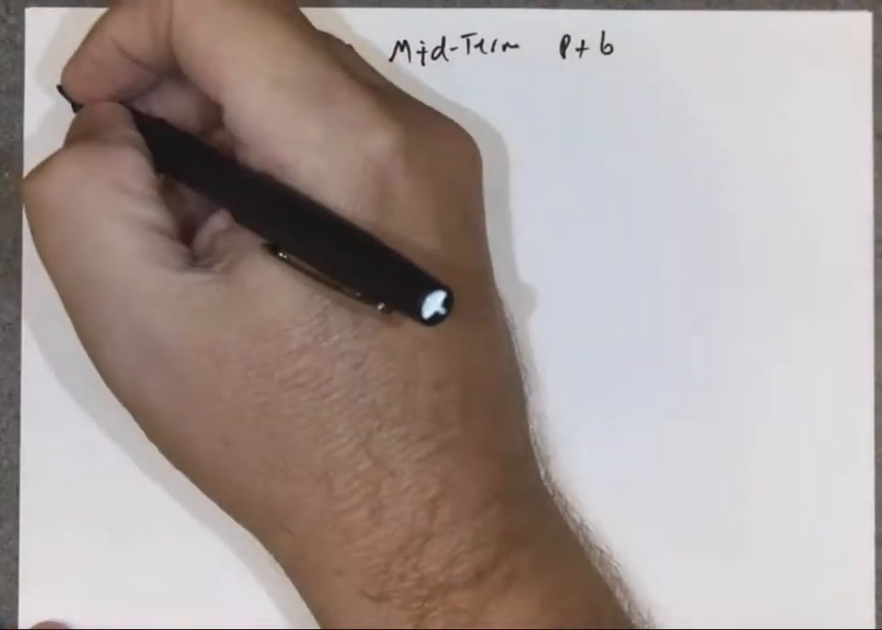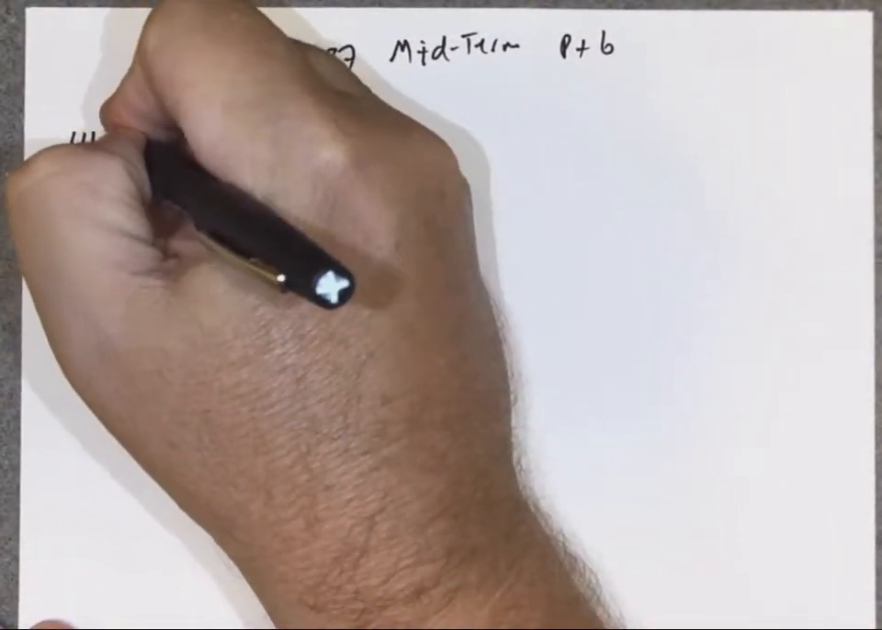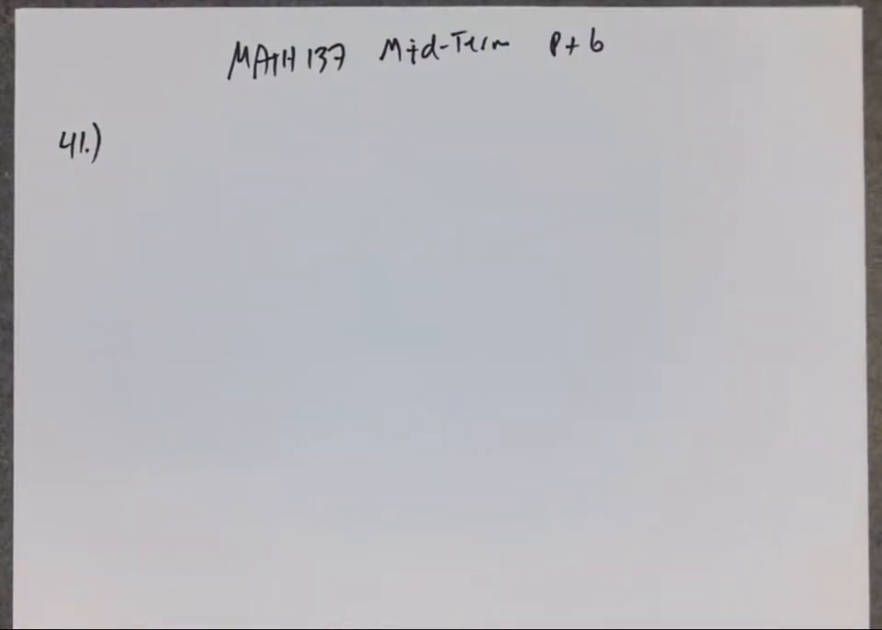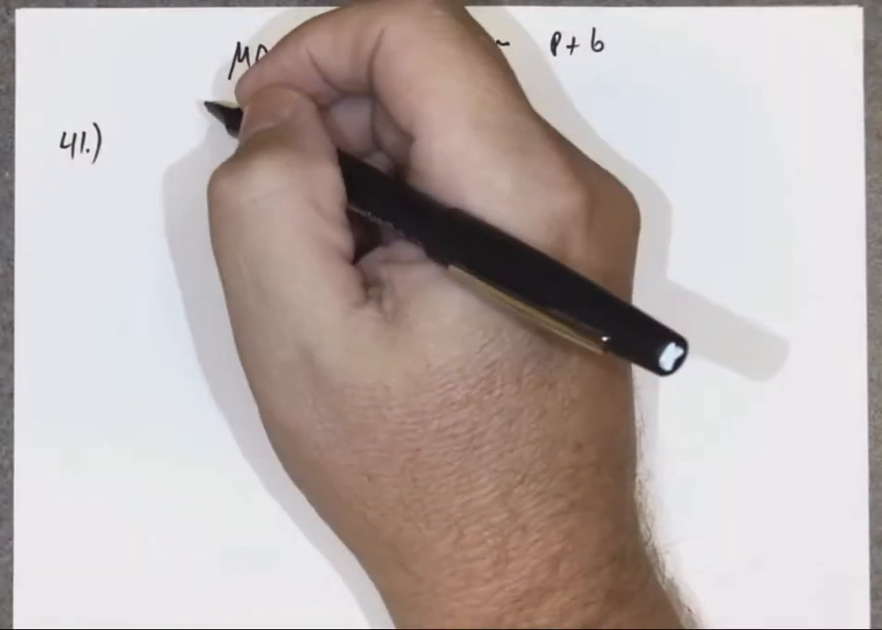All right, we're ready to wrap this up. 3 problems left. Actually, I should have included problem 41 on the previous video because it's a problem where you have to use the sum or difference formulas. 41 says find the exact value of the expression.